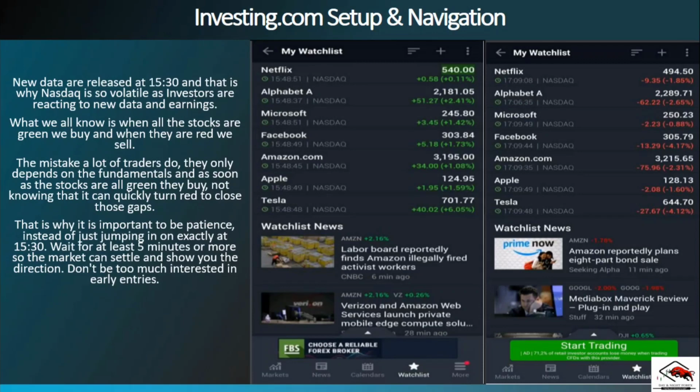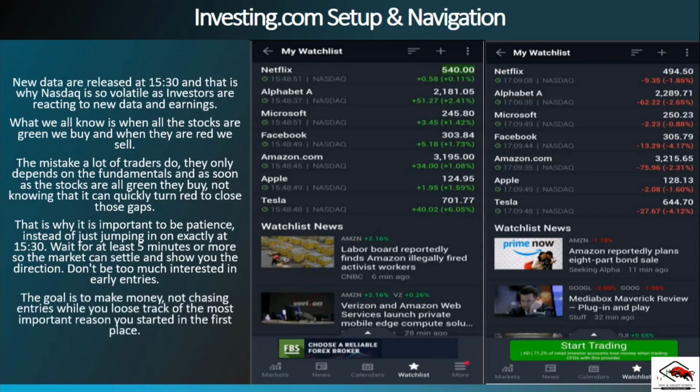So that is why you need to have that patience, and instead of jumping in exactly at 3:30, you have to wait at least 5 minutes or more so that the market can settle down and give you the direction that the market is doing, which will be based on the investors' decisions, based on the fundamentals that have been released at 3:30. As we have said, you need to have the fundamentals in line with your technical analysis as well. Now, don't be too much interested in early entries or sniper entries, because the goal here is to make the most money possible, not chasing after entries, whilst losing track of the most important reason why you started in the first place, which is to make the most money out of the markets, right?